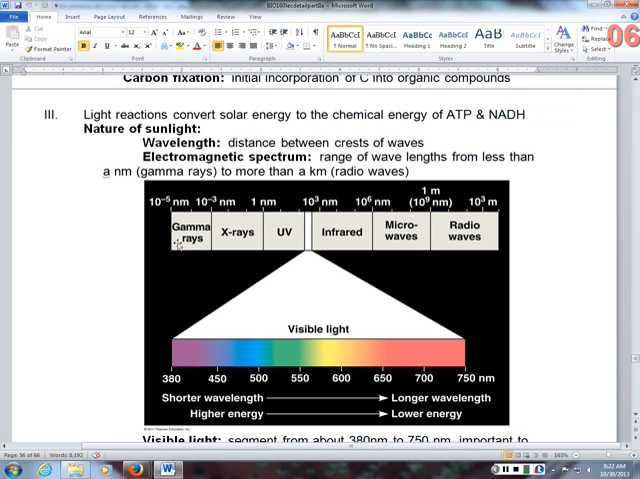The smaller waves, gamma rays, X-rays. So these types of rays can actually do a lot of damage to cells because they do have so much energy in them. And that's why you can be damaged from X-rays in there.